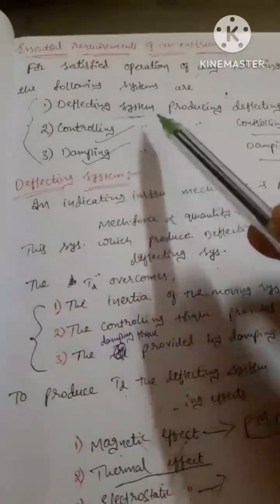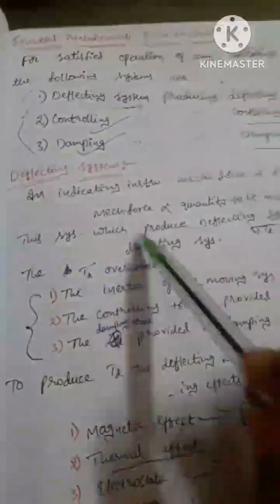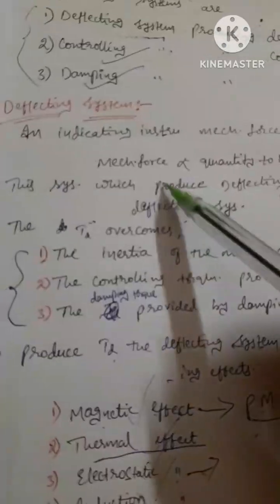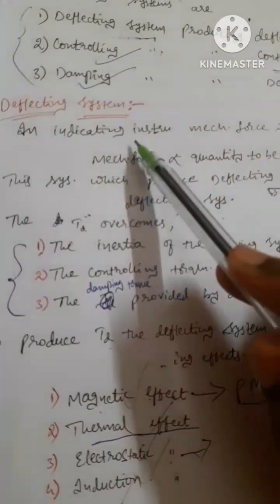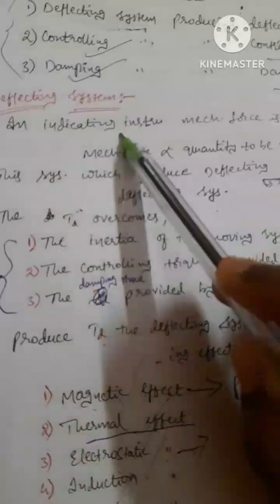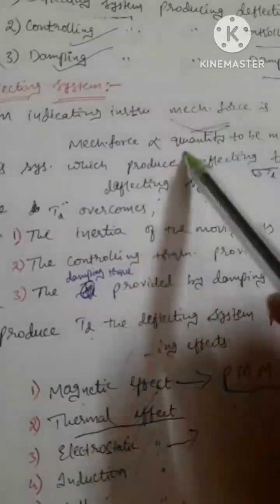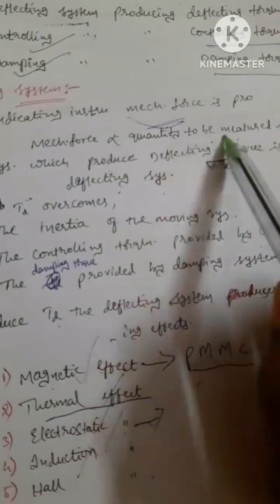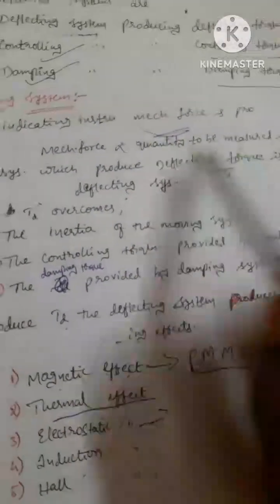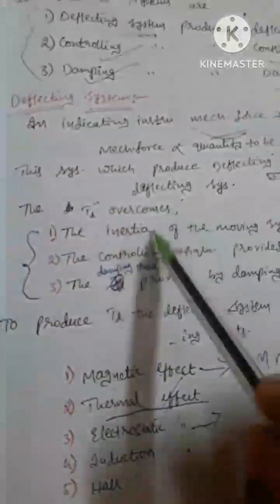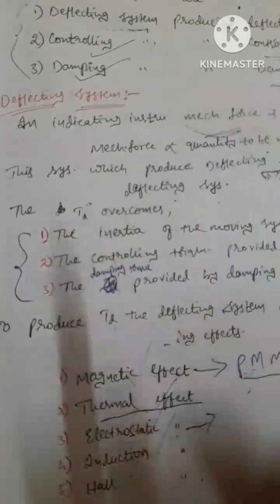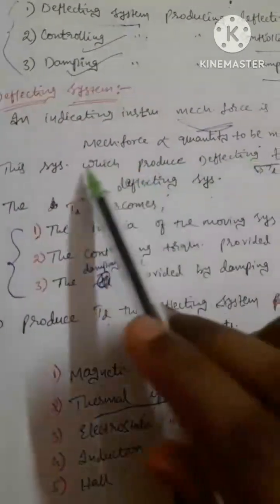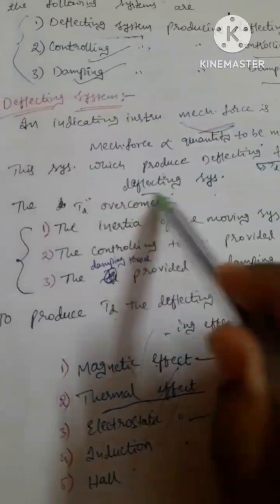So first we see about the deflecting system. In this deflecting system, the indicating instrument's mechanical forces are directly proportional to the quantity to be measured. The system that generates the deflecting torque is known as the deflecting system.